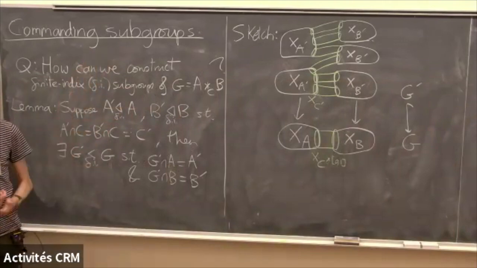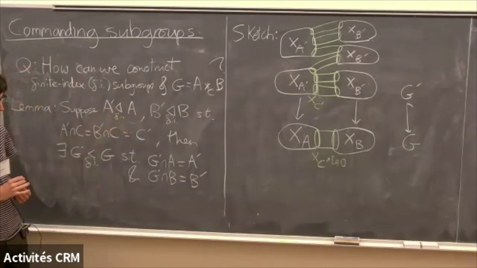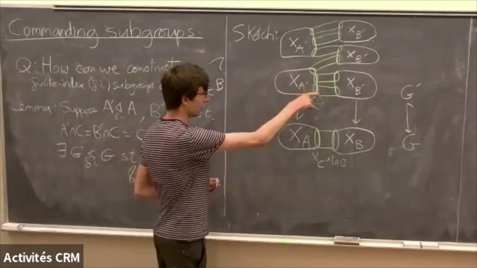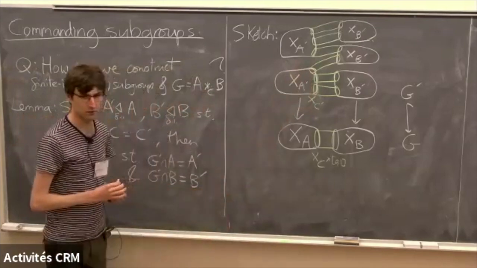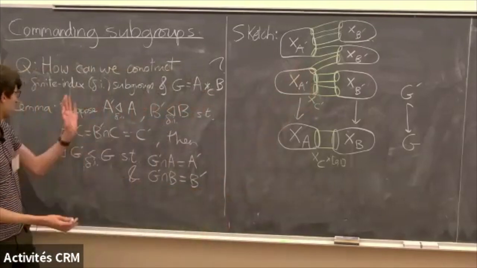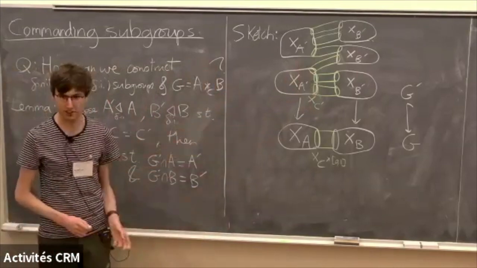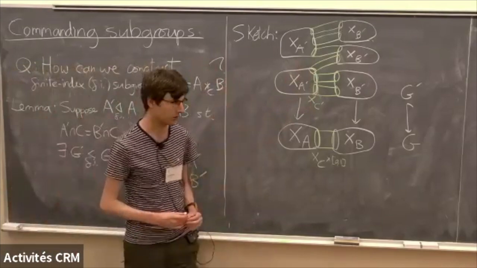Not in this picture, but I think you could make it normal if you wanted to by passing to a normal core. So that we know that each of these copies, these green spaces, are all the same. One could also prove this more algebraically, but I quite like thinking about it this way. I think it gives some insights on what the subgroup G prime looks like.